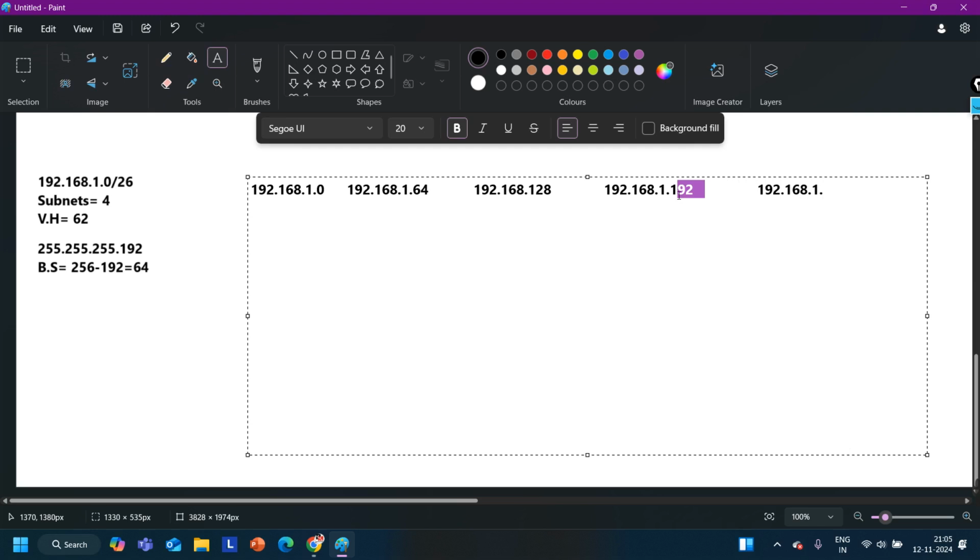See here, you need to add the block size to find the next network. 192 plus 64, 224, right? What will be the last IP address of the first subnet? 63. Very good. Last IP address of the second subnet.